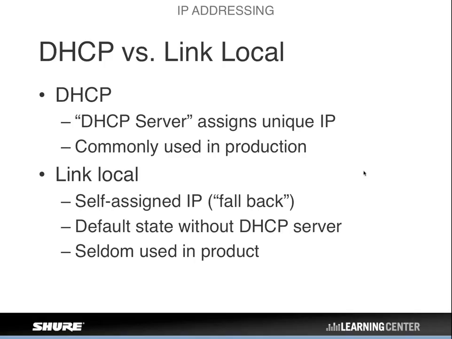So link local is similar but different. Let's say you have a network. You've got devices on that network. All of them are primed to receive IP addresses automatically, but you don't have a DHCP server. This is where link local comes in. All of the devices on that network don't explode, they don't cease to exist. What they do is they go to what is called a fallback IP address.